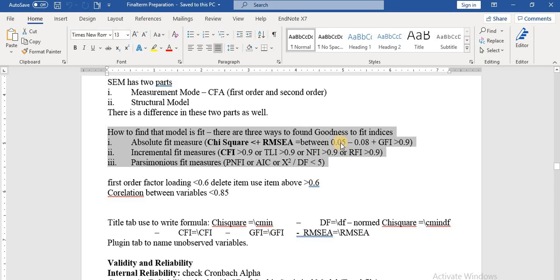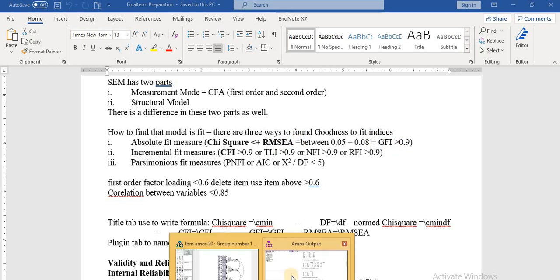To show the values of absolute fit measures, you need to show the value of RMSEA. Its value between 0.05 and 0.08 is acceptable, and you also need to report the value of AGFI and GFI to show that your model comes under the model fitness. The value of GFI is ideally above 0.9, but the value of 0.8 and 0.85 is also acceptable for GFI and AGFI. So you need to report the value of RMSEA and GFI.